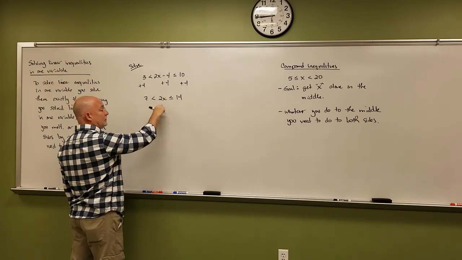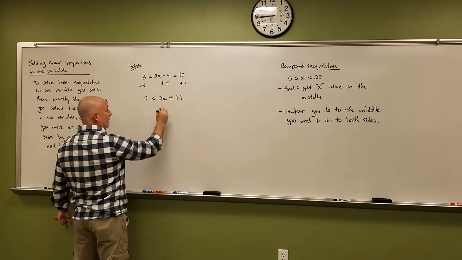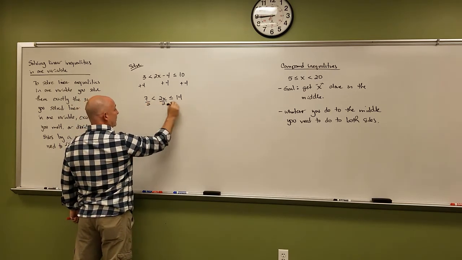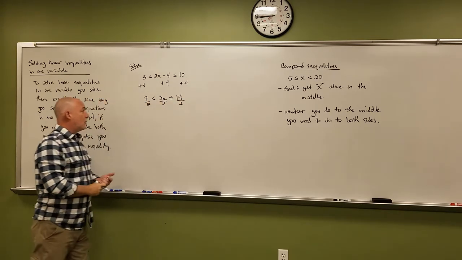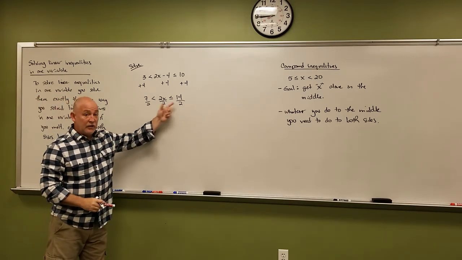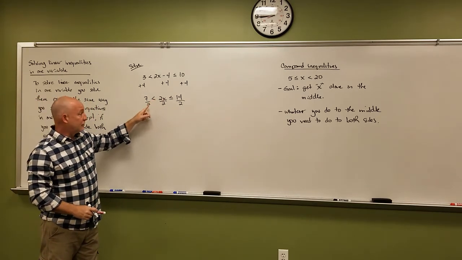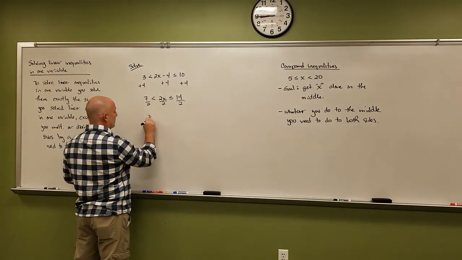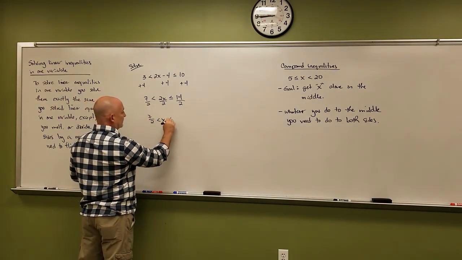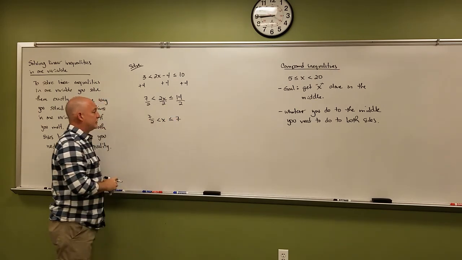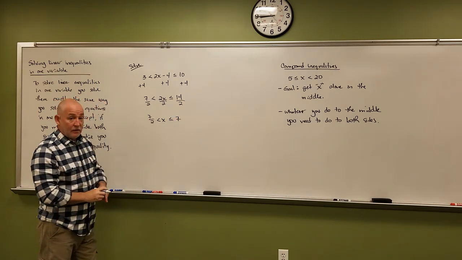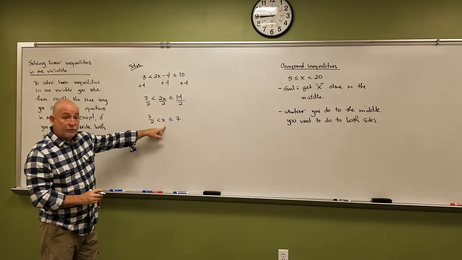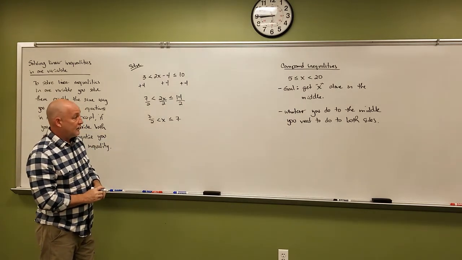Last step, divide both sides, or all the sides, by whatever's in front of your x. So we divide everything by 2. Now, just like before, if we divide by a negative, we got to flip over both inequalities. But this time we divide by a positive value, so the inequality stays the same. So this is 7/2 less than x less than or equal to 7. Okay, so now we got x all alone in the middle, which means we're done solving this compound inequality.